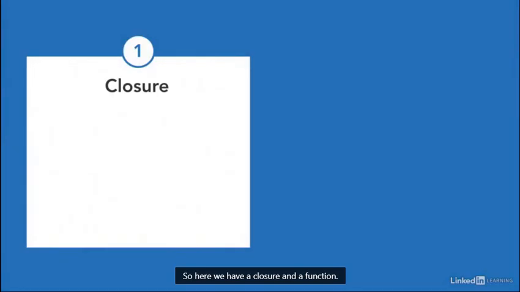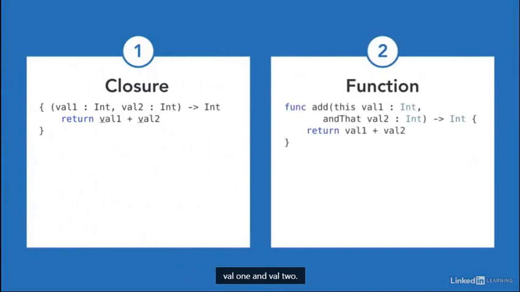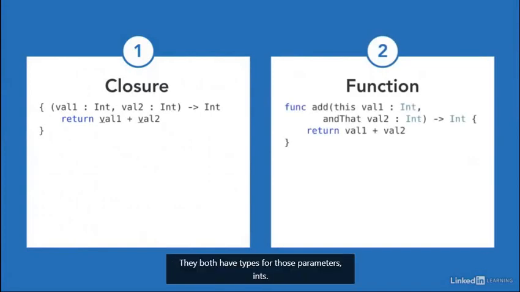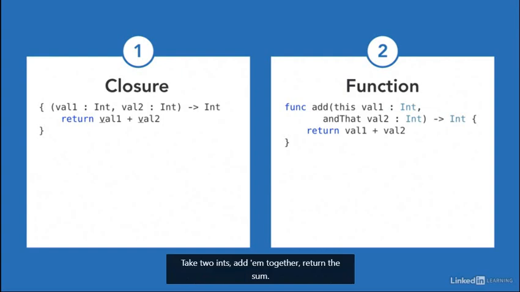So here we have a closure and a function. Notice that they both have two parameters, val1 and val2. They both have types for those parameters, ints. They both have a return type of an int, and they both return the sum of those two. Now the syntax is a little bit different, and again, functions are named closures, so this function has a name. But for the most part, they do the same thing. Take two ints, add them together, return the sum.